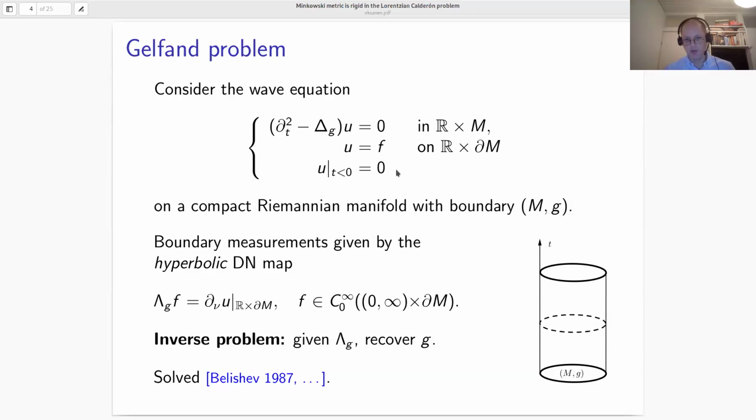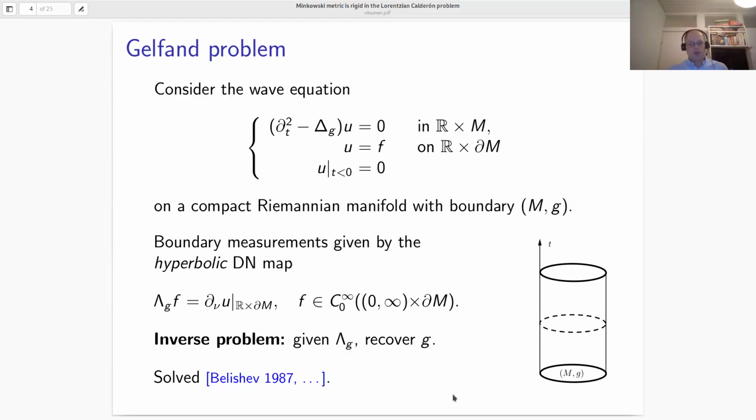You have a source on the lateral boundary, and then again the map gives you the normal derivative on the same lateral boundary. As this is a wave equation, we also add vanishing initial conditions, which I simply denote like u vanishing for negative times. Here is also a picture. In my pictures, time is typically the vertical axis, and the horizontal directions are the space directions. The inverse problem is formulated in the same way: given the Dirichlet-Neumann map, now in this hyperbolic version, recover the Riemannian metric.